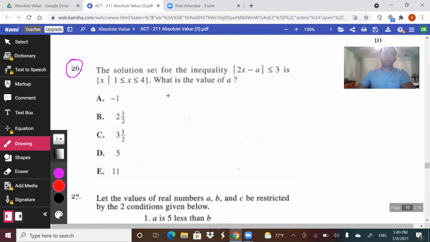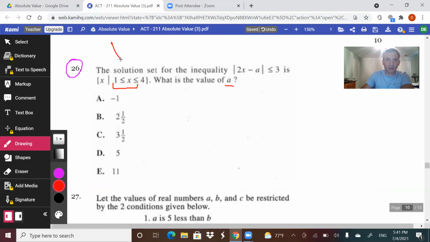The solution set for the inequality absolute value of 2x minus a is less than or equal to 3, and x has to be within this range. What is the value of a? So there's a lot going on here. I find the easiest thing to do is to plug in possible values at the extremes.